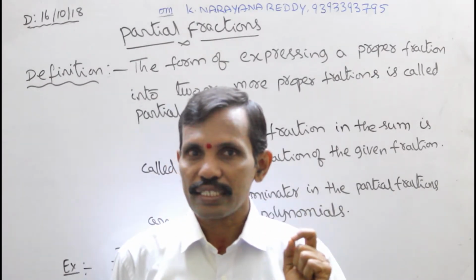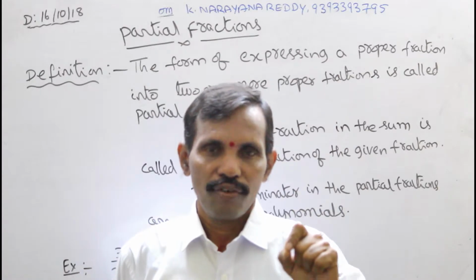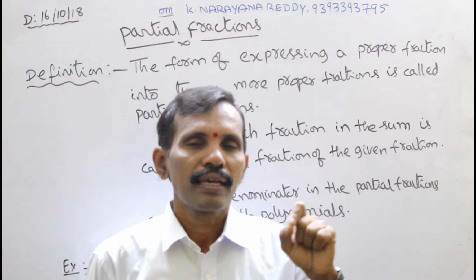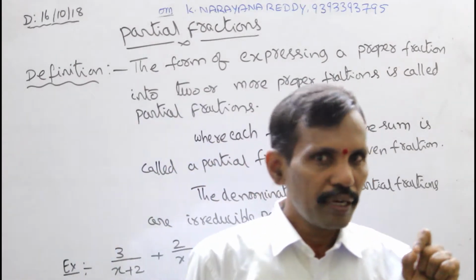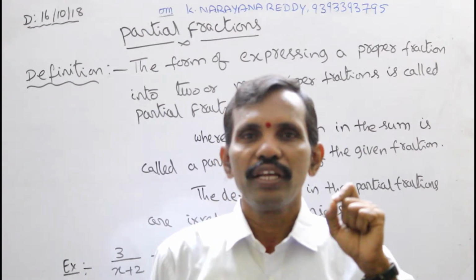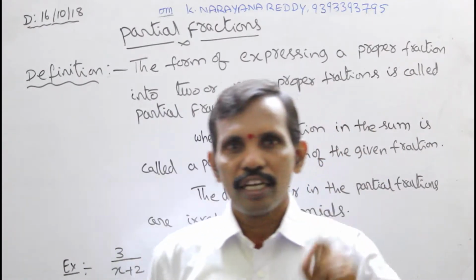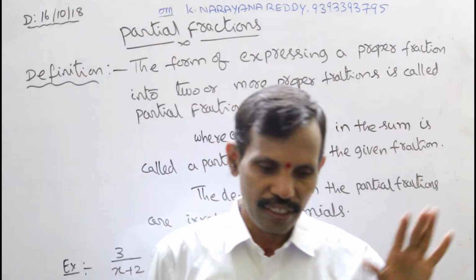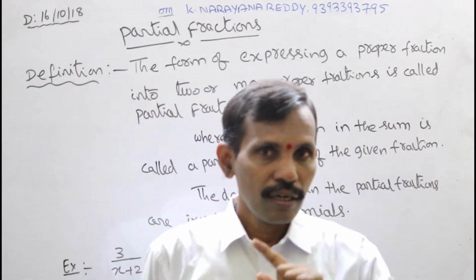That is a fraction in polynomials, where g of x is not equal to 0, because whenever the denominator is 0, that fraction becomes infinite. That is why the denominator g of x is not equal to 0. That is fraction.